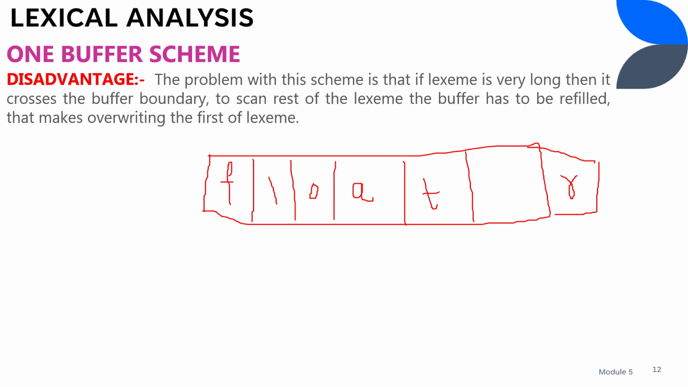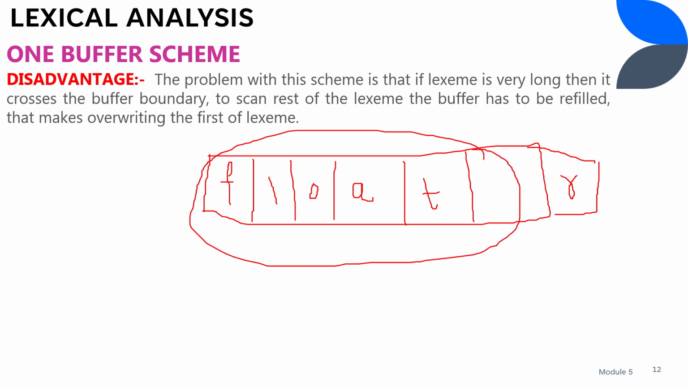Now if you observe, when the F pointer and B pointer are doing their work of identifying the lexeme, they will successfully identify this lexeme float. After float is done, F pointer will be pointing here and B pointer will also be pointing here. Now result is the next lexeme that needs to be discovered. Because R is only here and the remaining characters are not added to the buffer, when we add new characters to the buffer, all these characters will be overwritten.